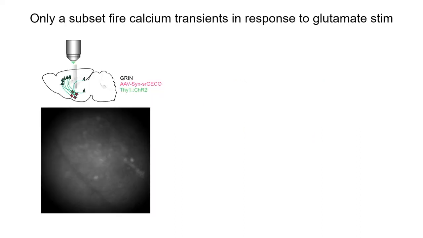All right, so first we just need to confirm that these accumbens neurons actually spike calcium spikes in response to glutamate inputs, since they don't fire very often. We want to make sure that this is a very robust input that drives neural activity. So this is just some GRIN lens imaging of the nucleus accumbens of neurons expressing a red calcium indicator and that have the CHR2 expressed in glutamate axons.